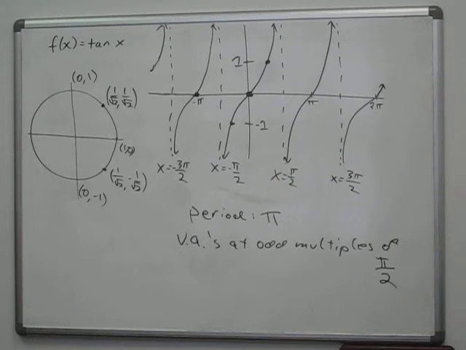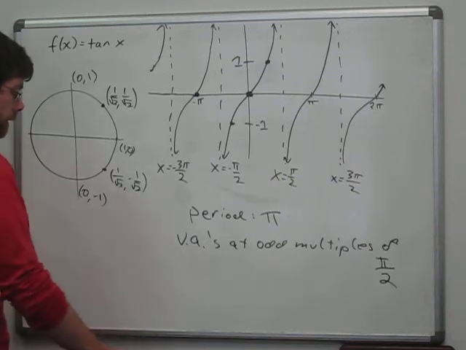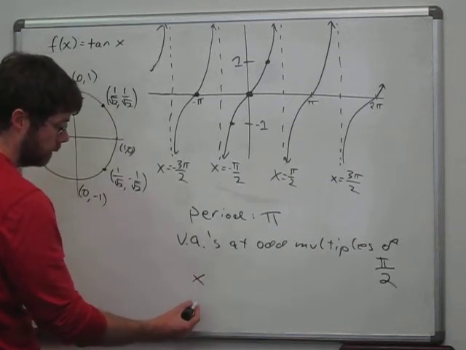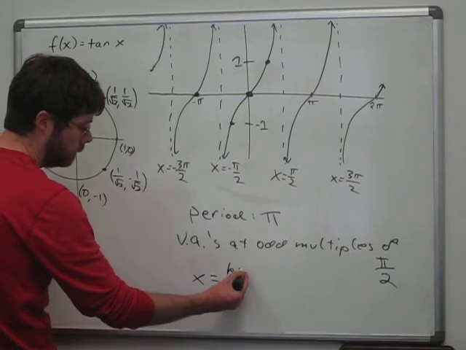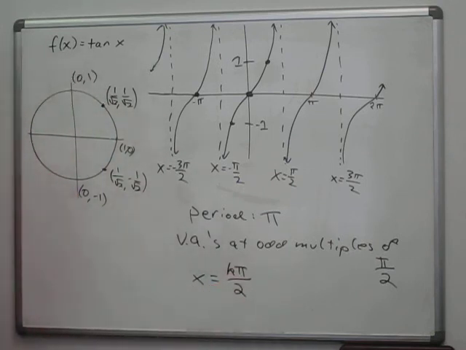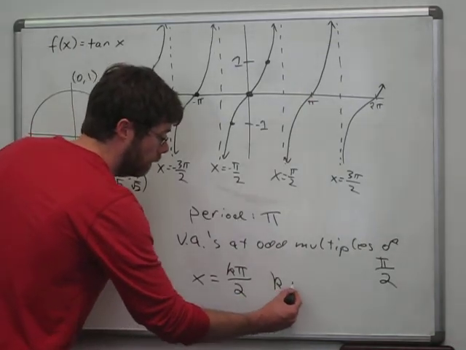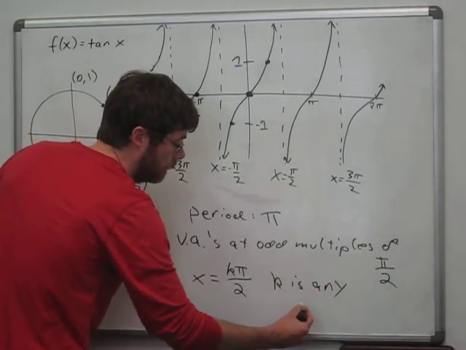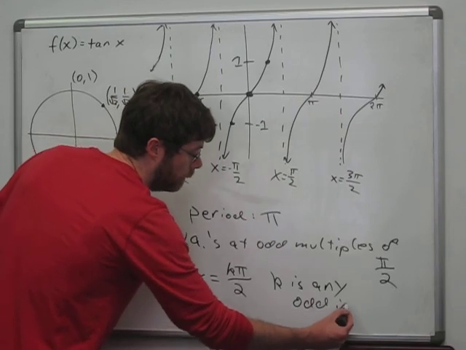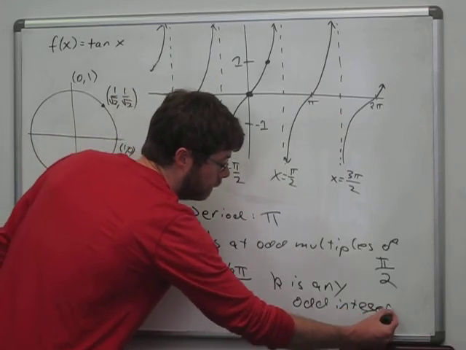The way that a book might say it succinctly is to say that for the tangent, x equal to k pi over 2 is going to be a vertical asymptote where k is any odd integer.